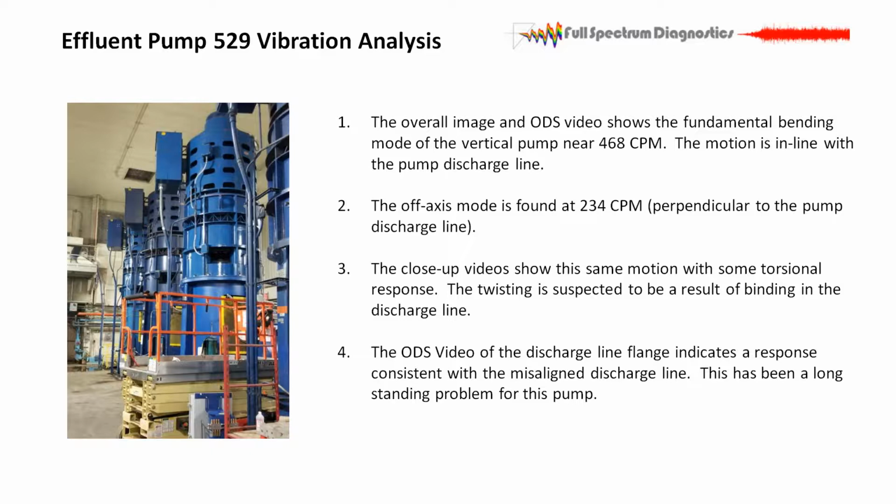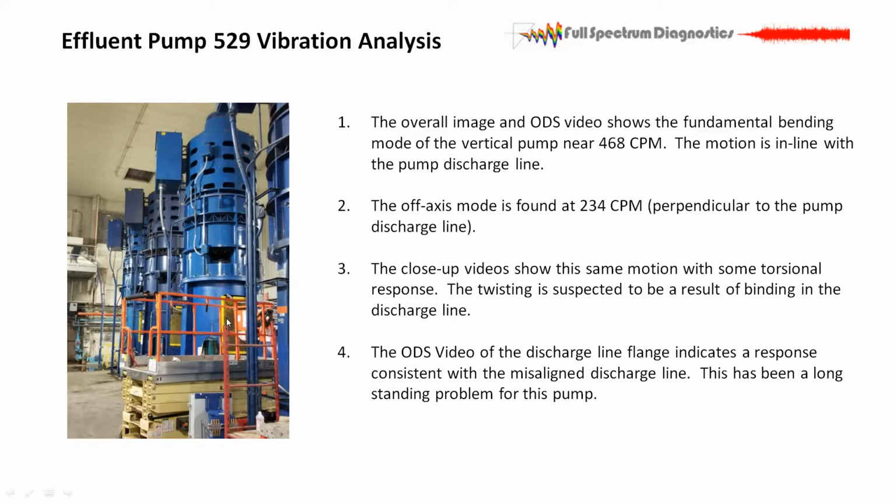The overall image in the ODS video shows a fundamental bending mode of the vertical pump near 468 CPM. I think 466 was the speed that we were operating at, so there was a motion in the structure at very close to running speed. The motion is in line with the pump discharge line. The discharge line, I'll show you a picture in a moment, comes out the back of the pump here.